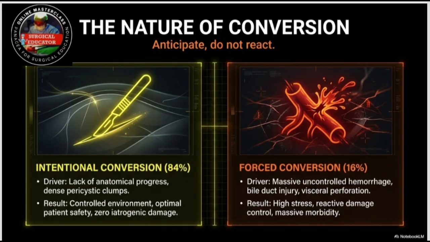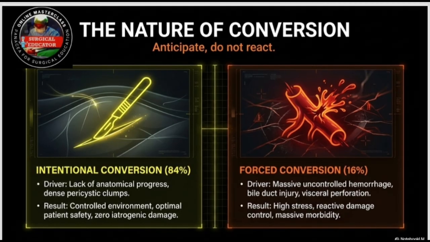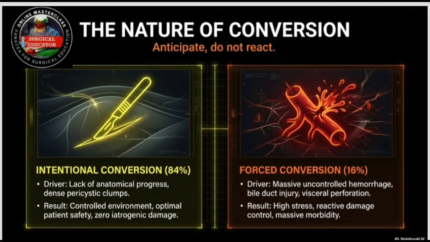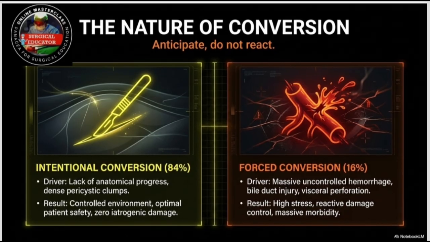Exactly. 2 paths. Let's look at intentional conversion. This is 84% of cases, driven by lack of progress. Result: controlled environment, optimal patient safety, 0 iatrogenic damage. This is the triumph of the algorithm. The surgeon pauses, steps back, and tells the anesthesiologist, we do not have safe anatomy. We are converting to open. It's a calm transition. Completely calm. The anesthesiologist adjusts meds. The scrub nurse pulls the laparotomy trays. It is a strategic pivot. The patient is never in imminent danger.